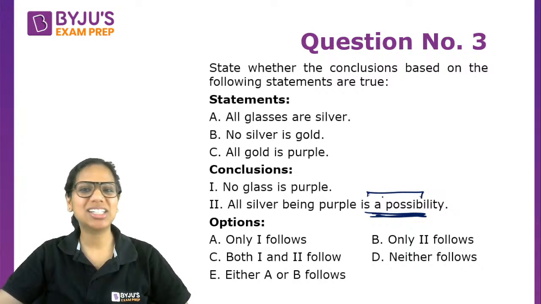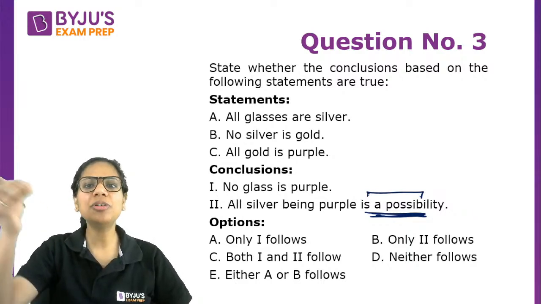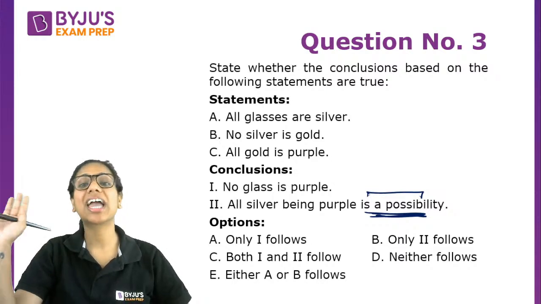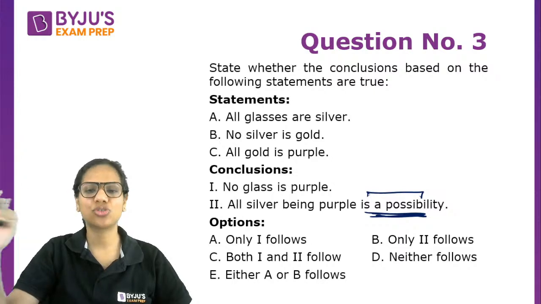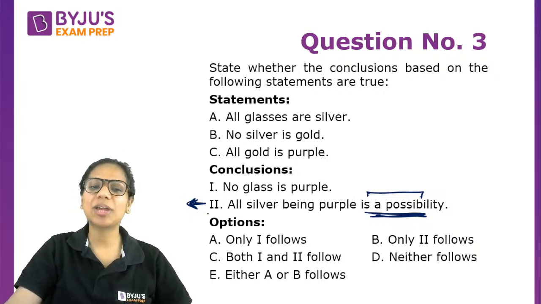So I see something new here, yes, is a possibility. We didn't deal with this until now, right? All silver being purple is a possibility. So basically this simply means that it's not necessary that all silver is purple, but there could be one of the cases out of my various cases of Venn diagrams where this can be true. There may be a case where this is true. That means this is not definitely true, but this can be probably true. That's what I'm looking for.